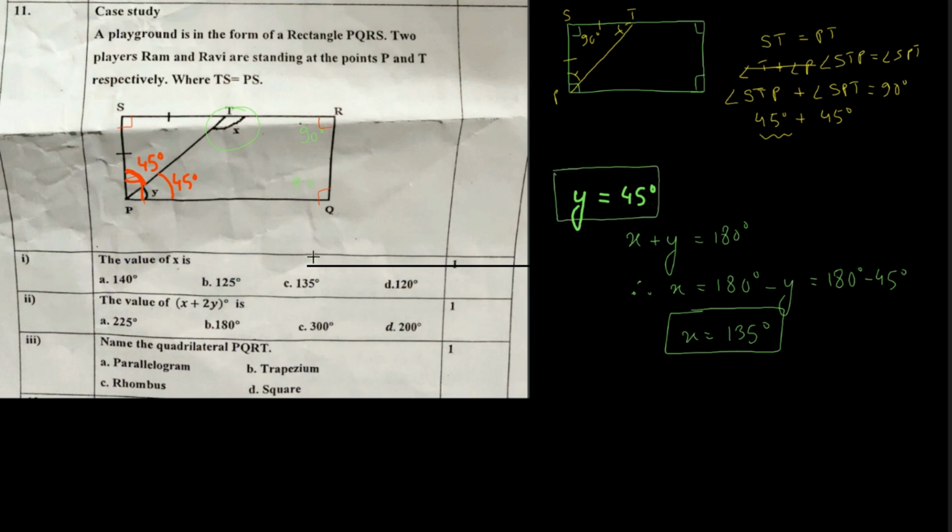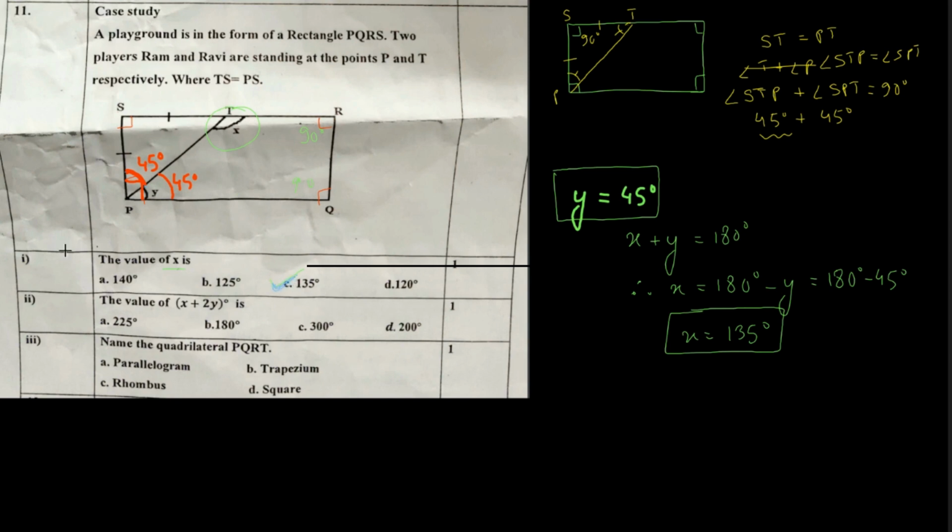Therefore, angle X would be what? We don't have to use the angle symbol because it's a value, right? So the value of X would be 180 degrees minus Y, that is 45. 180 degrees minus 45 degrees would give me 135 degrees. So I know the value of X is 135 degrees and the value of Y is 45 degrees, right? Now let's come back and look at the questions. The first thing, the value of X, we know the value of X is 135. So my answer would be option C.